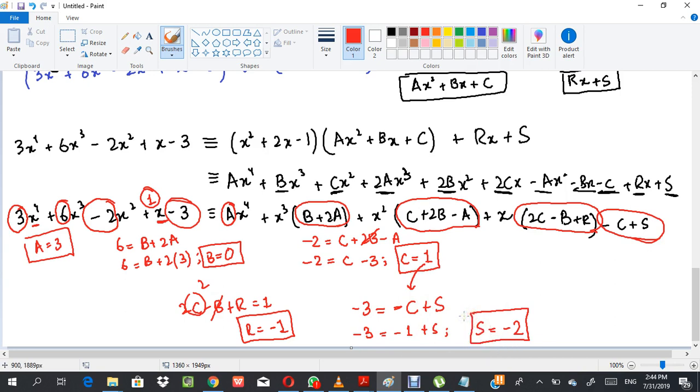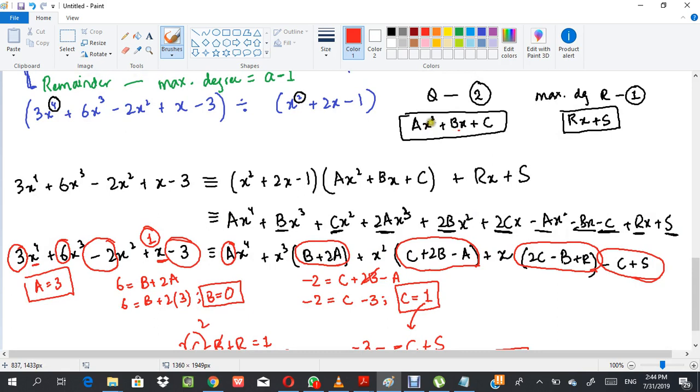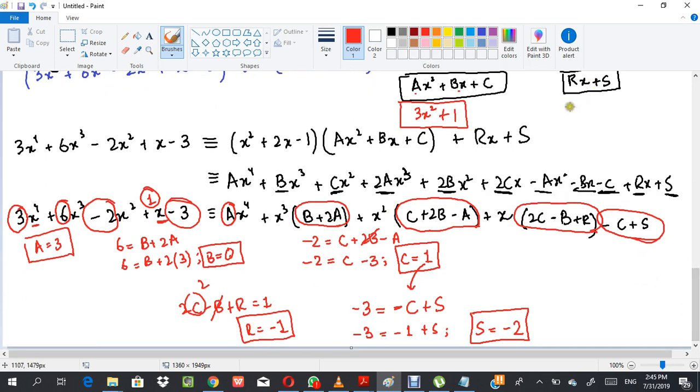Now this is not my solution. The solution will be when I put these values obtained in my general expressions. So my quotient would become 3x squared add 0x, since b was 0, so I can totally omit this term, and add 1. This becomes my quotient. And what would be my remainder? The answer is r, which is negative 1. So this is negative x, and s, that is negative 2.